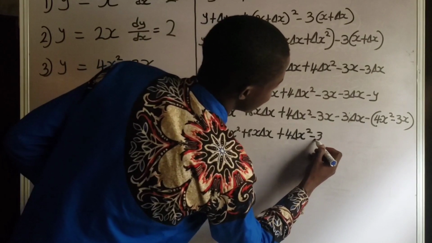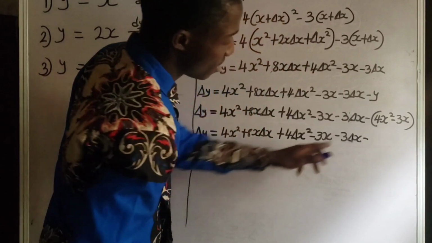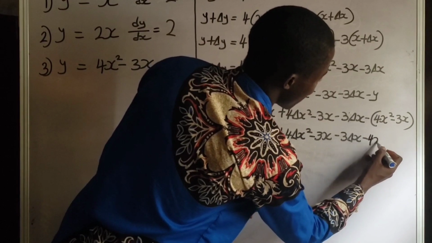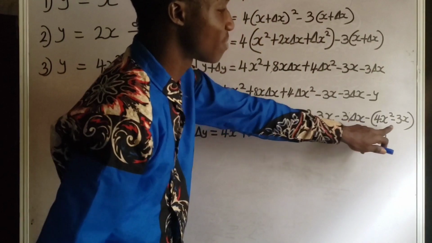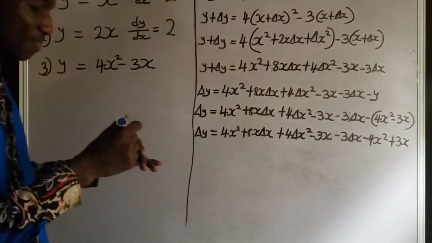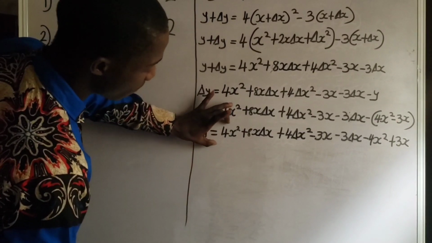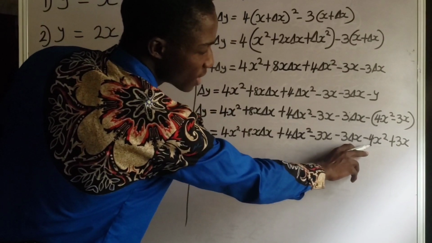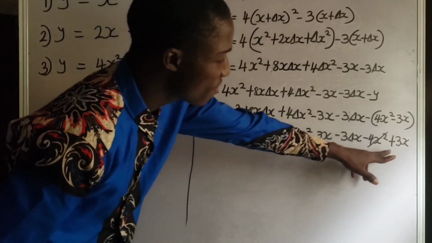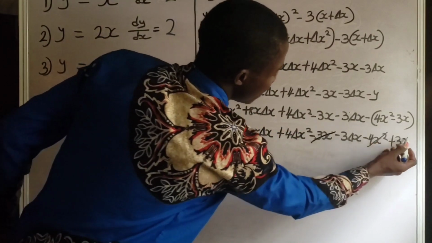Delta y is equal to 4x squared plus 8x delta x plus 4 delta x squared minus 3x minus 3 delta x, minus multiplied by 4x squared, that is negative 4x squared, minus multiplied by minus 3x, that is plus 3x. Now let us try to eliminate some parameters here. We have 4x squared in this place, and I have minus 4x squared, so this can eliminate this. Let's check another one. I have plus 3x in this place and I have minus 3x, so minus 3x eliminates plus 3x.